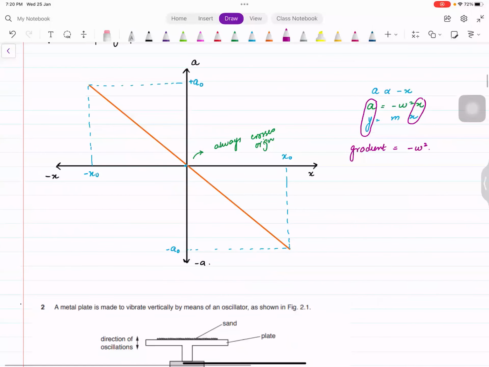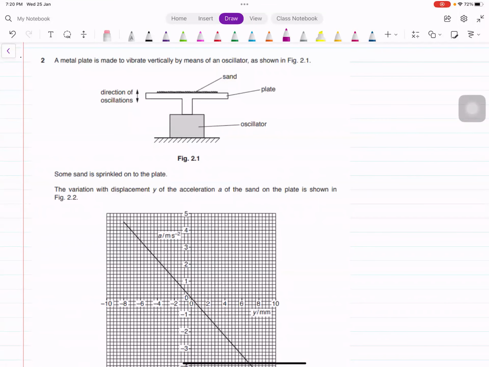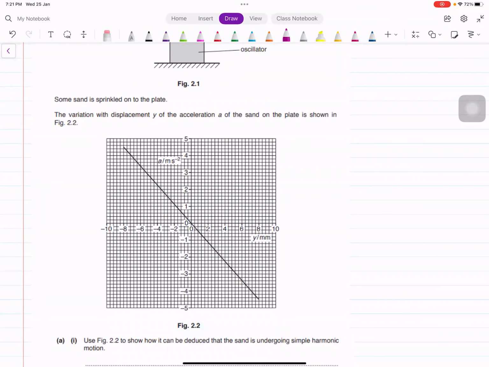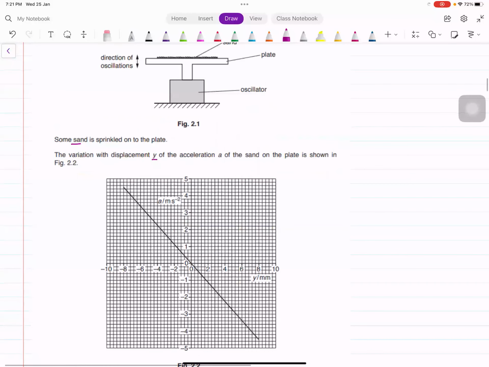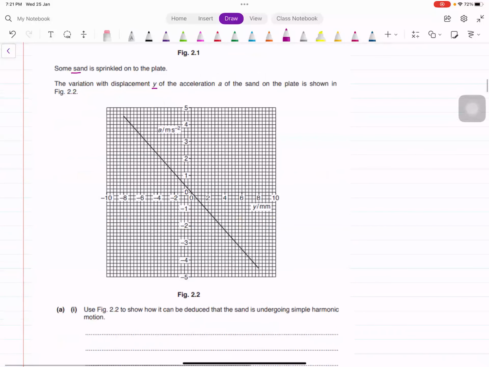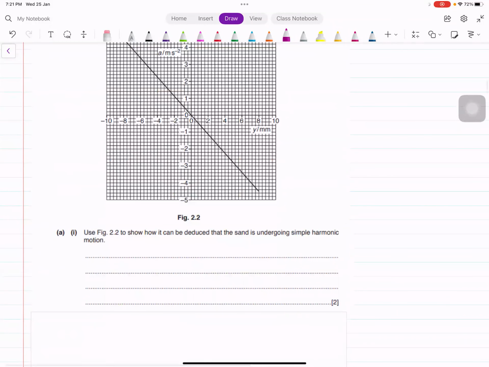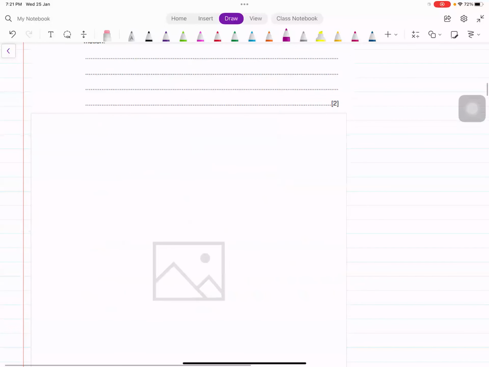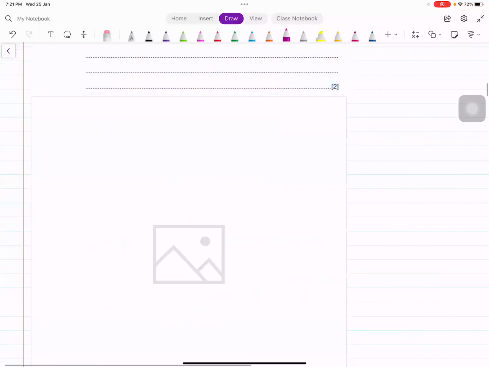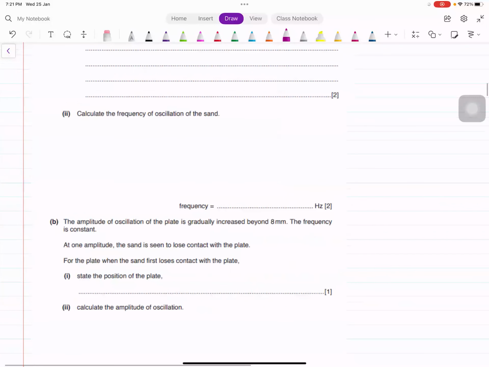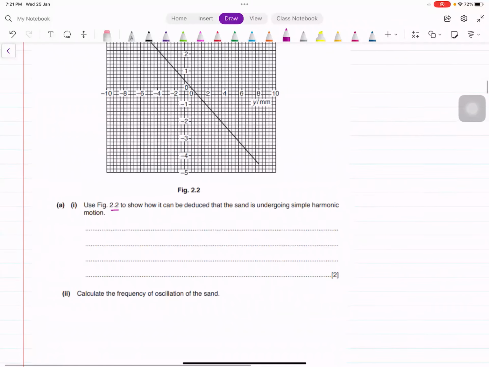All right, now let's go to the next thing. For example, in this question, they have given you a graph and they say that's the variation of displacement y of x when some sand is sprinkled onto the plate and the plate is going up and down, as you can see. First of all, it says use figure 2.2 to show how it can be deduced that the sand is going under simple harmonic motion.